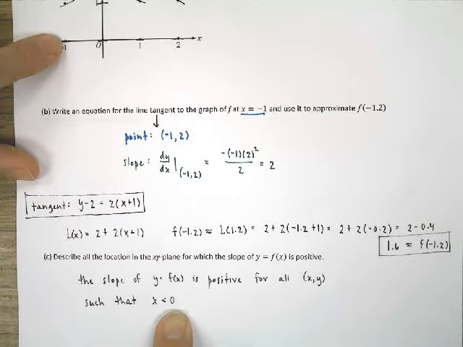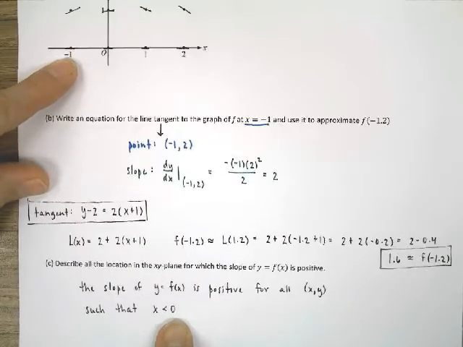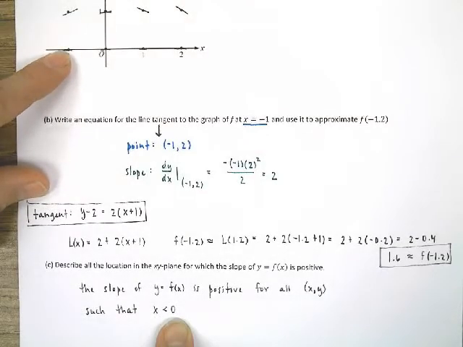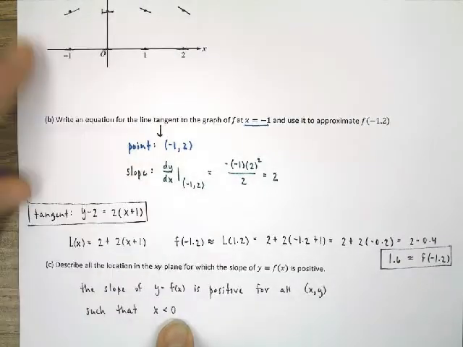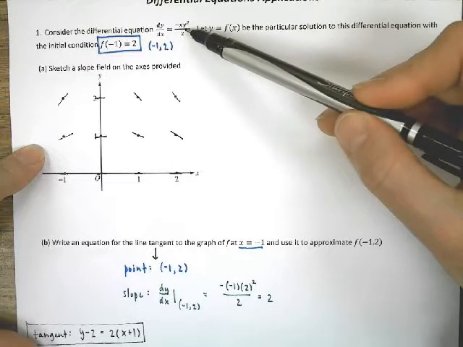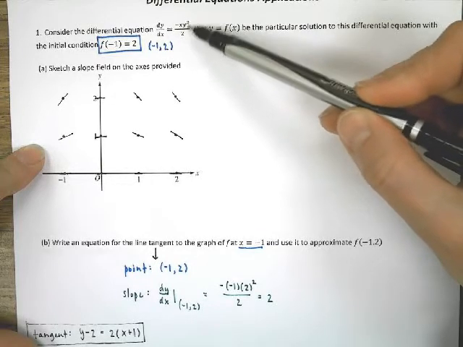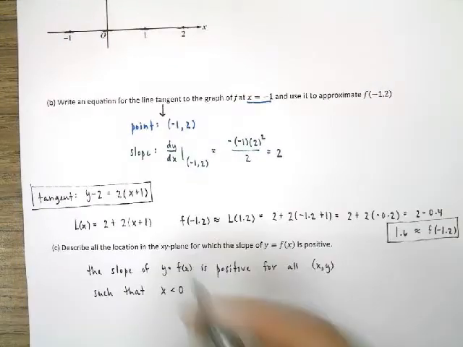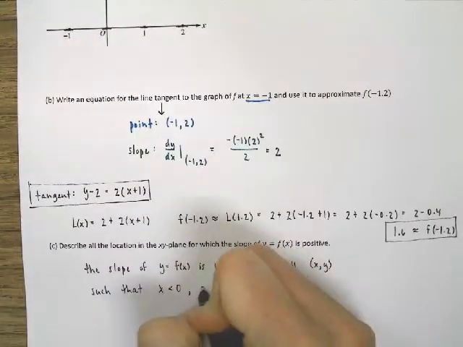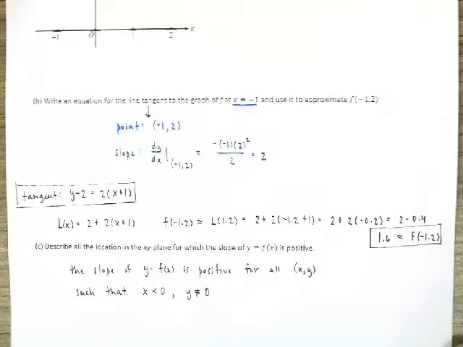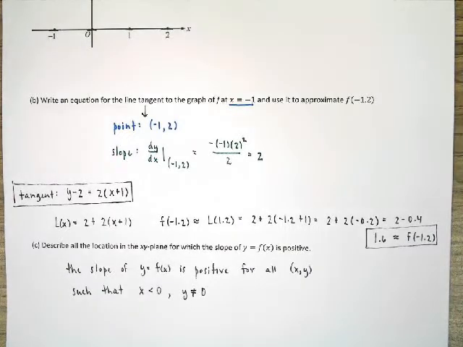I notice here, even though x is less than 0, I have a slope where the slope is equal to 0. So I have to exclude, this is not going to be positive if y, let me look up here. If y is equal to 0, I'm going to have a slope of 0. So I have to go ahead and exclude y being 0. So it's positive for all xy such that x is less than 0 and y is not equal to 0. Then I know I'll have a positive slope.